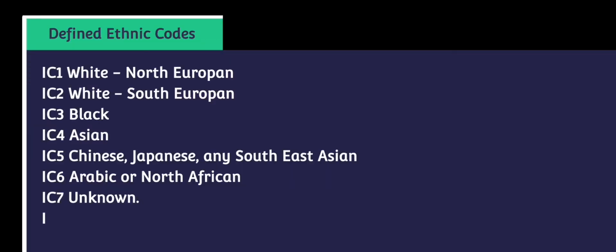Codes. We use codes to describe people. For example, ethnic codes. An IC1 is a white Northern European, an IC2 a white Southern European, an IC3 is black, IC4 is Asian, an IC5 is Chinese, Japanese or any other Southeast Asian, an IC6 is an Arabic or North African, and IC7 is an unknown.